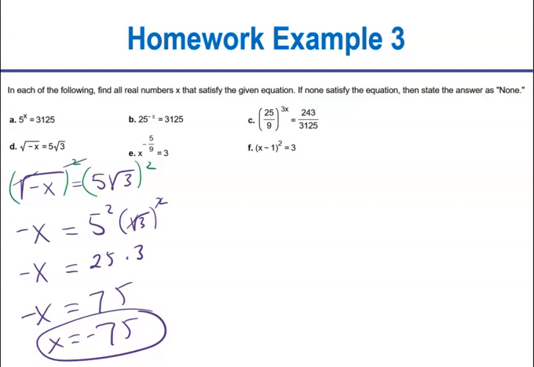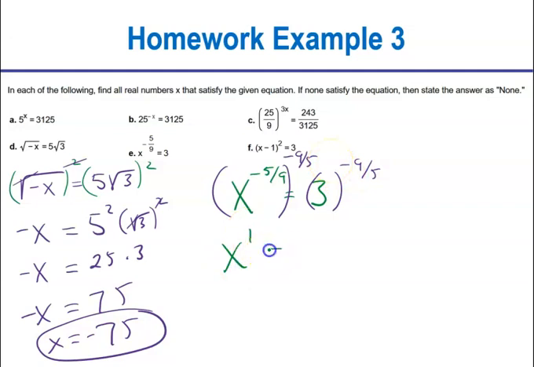Okay, next, we've got x to the negative 5/9 is equal to 3. Now, just like we squared both sides when we have a square root, watch this trick. I'm going to raise this to the negative 9/5 power. Why? Because that's going to turn that exponent into a 1. And if I do it on that side, I also have to do that on the other side. So this negative 5/9 times this negative 9/5, that really is just x to the 1st, or x.